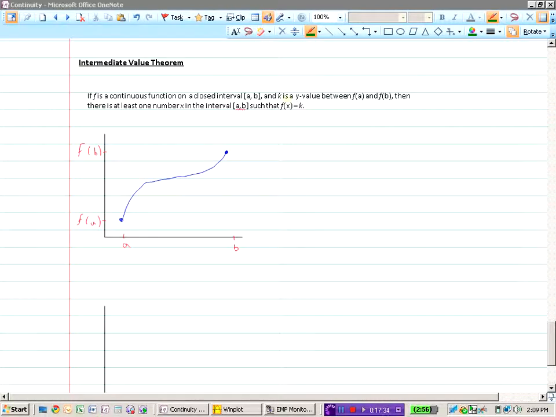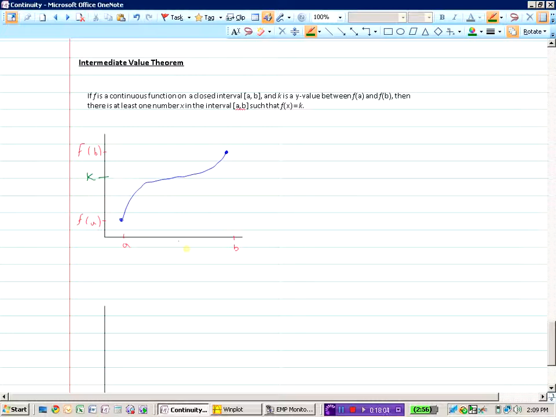K is going to be some y value between f of a and f of b. So let's just say it's right here. There's point K. So K is a y value between f of a and f of b. Then this theorem says there has to be at least one number x between a and b, somewhere in that interval, such that f of x equals k. Now, you don't have to overthink this theorem. It's a very simple theorem.